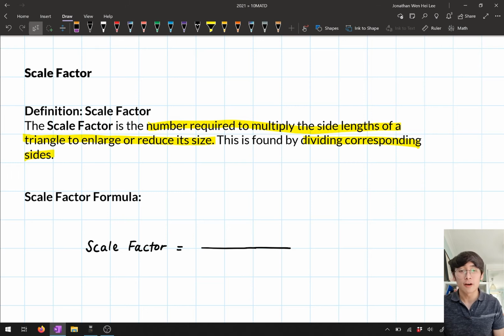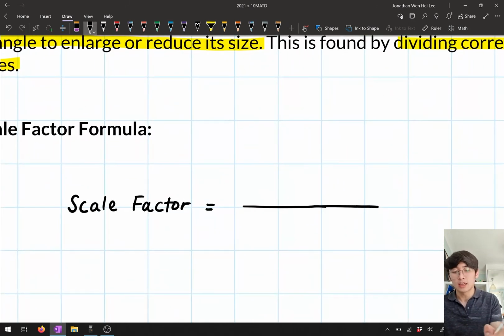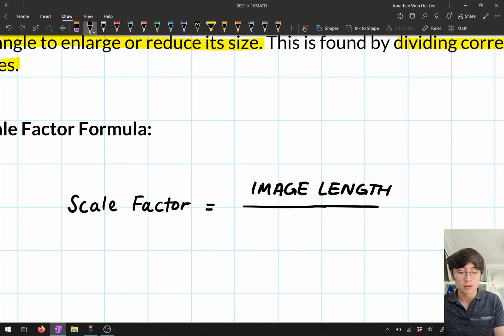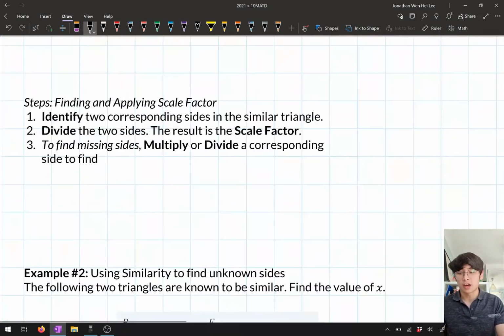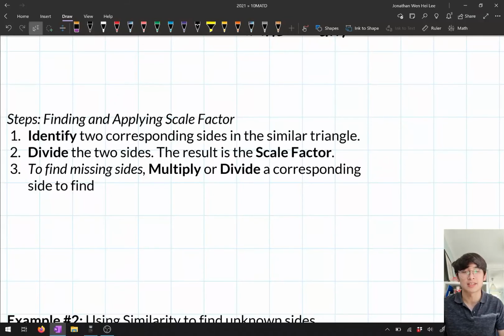And so here, there's actually a scale factor formula. The way that we do this is we take the image length, or the enlarged version. We call this the image length. So how long is one of the sides in our larger triangle? And we divide it by the original length, the corresponding side in the smaller triangle. How long is it in the smaller triangle? We've actually done this for all the examples above when we were proving, we just never called it that, and now we're actually going to apply it to help us find missing sides. So when we're trying to use this scale factor formula, what we want to do is identify two corresponding sides in the triangles, then divide the two sides, and this number is the scale factor.